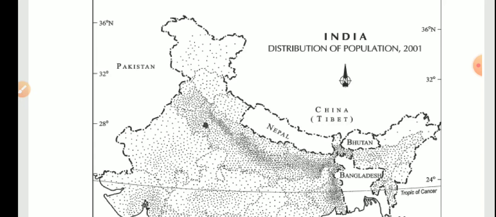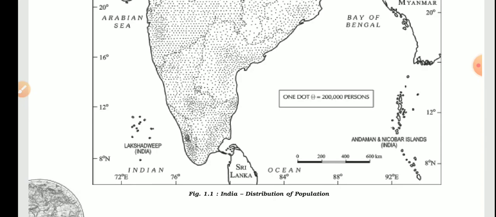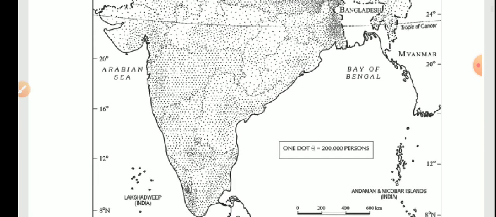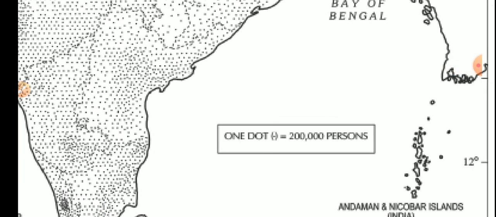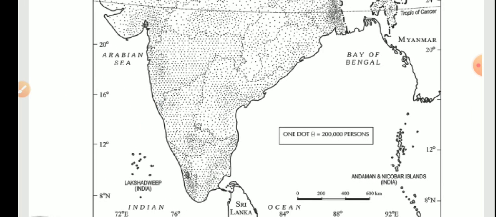Okay? Now, distribution of population 2001. You just see as an example. Here, what we do, we assume one dot represents some population, and then that population is shown by the dot marked on the territory of the state. So here, how many dots? One dot represents 2 lakh persons. Suppose one dot represents 2 lakh persons, and suppose some state has 2 crore population. Then how many dots will be there in that state?